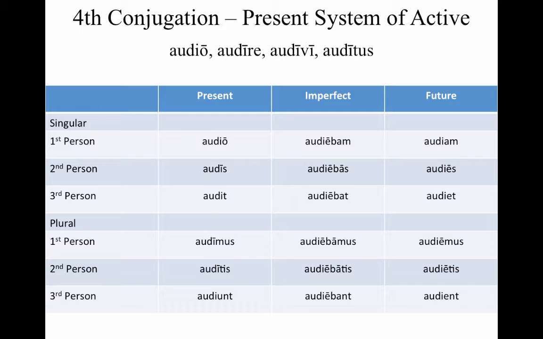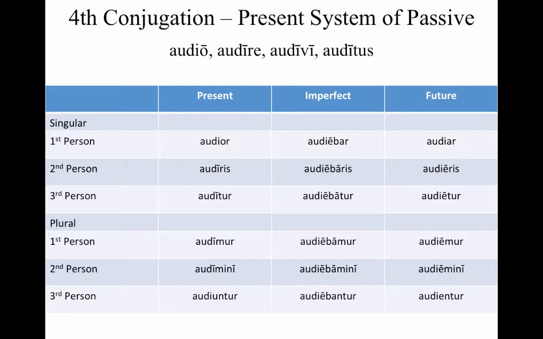The fourth conjugation and the third io are very, very similar because they share that I that persists in the stem. Here in the present system of the active, it will look almost identical. Again, note that you have an I or a U in the present, an A and an E in the future, and that's really the only thing that differentiates. And then we flip to the passive.